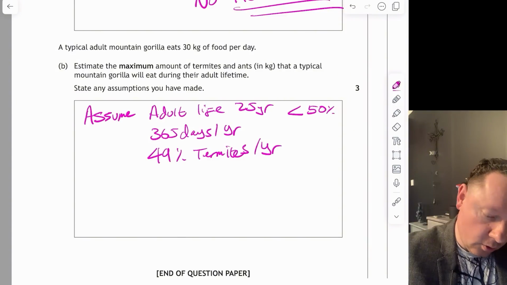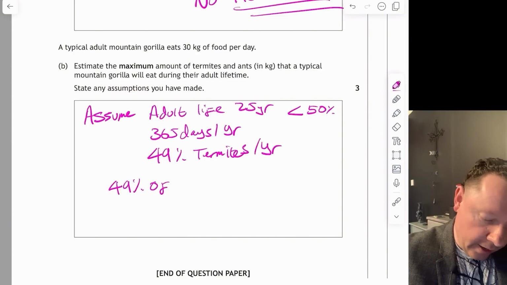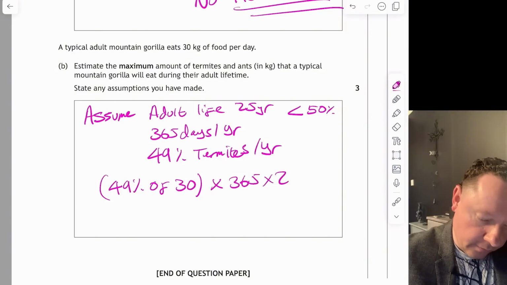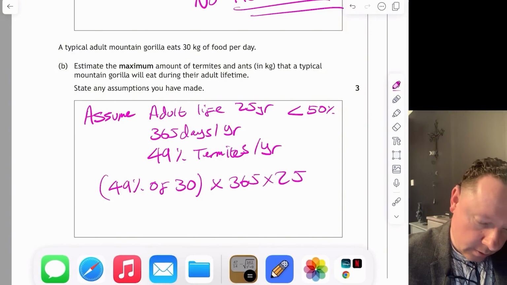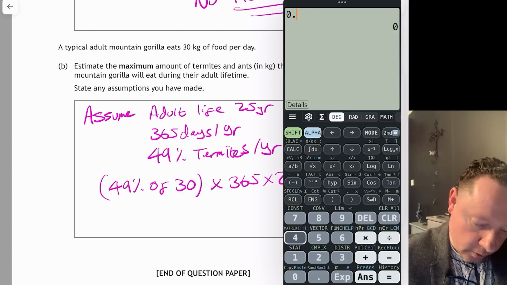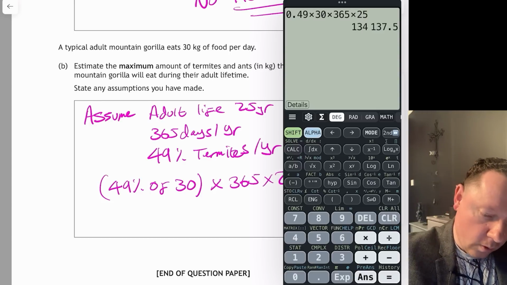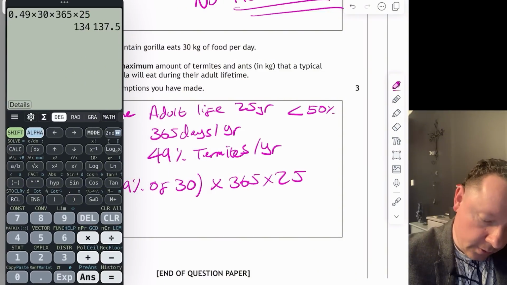So then we're just going to do 49% of 30 times 365 times 25. So 0.49 is 49%, times 30 times 365 times 25. That's 134,137.5.